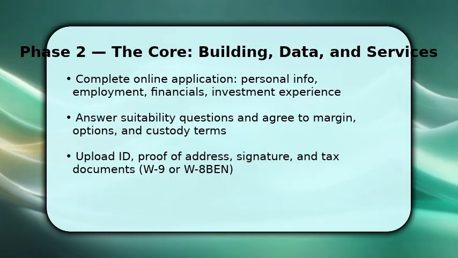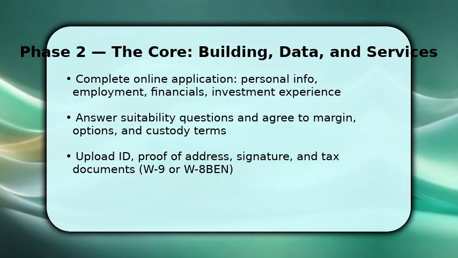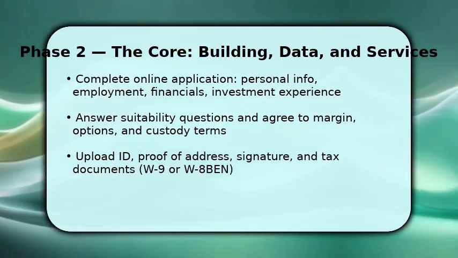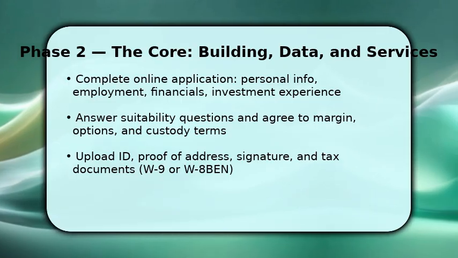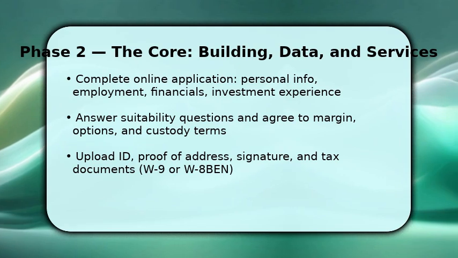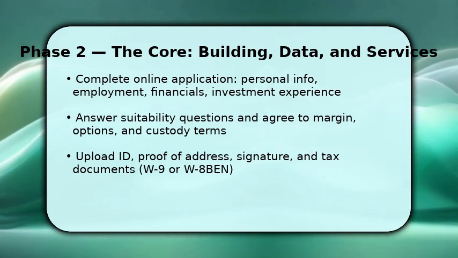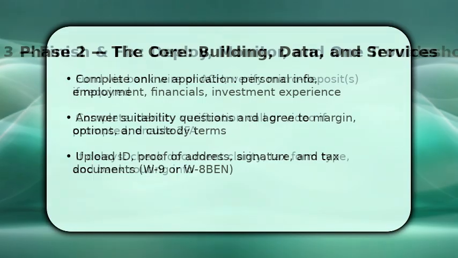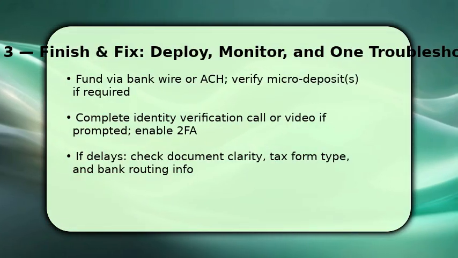Then complete suitability questions and accept margin, options, and custody agreements when applicable. Know why each consent matters. Upload clear scans, ID, proof of address, electronic signature, plus tax documents like Form W-9 or W-8BEN. Once uploaded, verify email and phone so you finish by funding and completing verification steps.